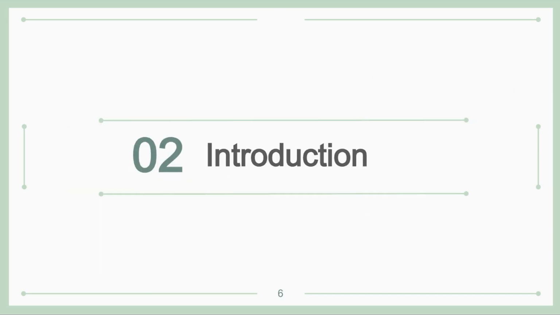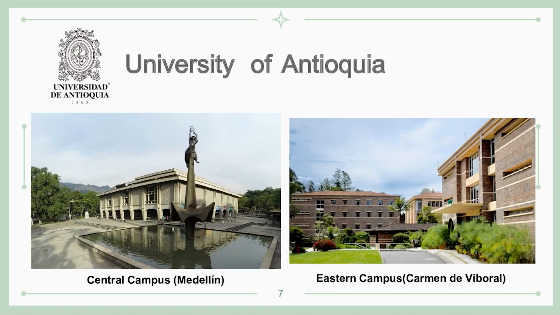We continue with a brief introduction to better understand our context. Let's take a moment to talk about our university. The University of Antioquia, located in Colombia, is one of the most prestigious institutions in the region, with several campuses across the Colombian territory. Among these, the Central Campus in Medellin and the Eastern Campus in Carmen de Viboral stand out, with the latter being home to the aerospace engineering undergraduate program.